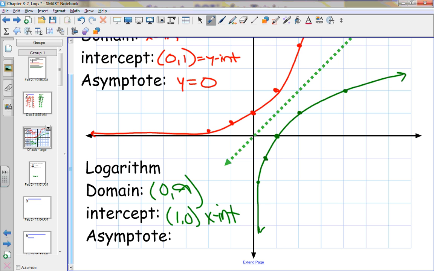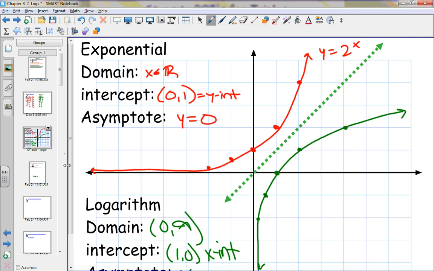What does that tell me about my asymptote? I have a vertical asymptote at x equals 0 instead of a horizontal asymptote at y equals 0. Why is this like this? Because they're inverses, correct? Because we read domain from left to right. As x is really small, do I have a corresponding y value to it? I do. It's just so close to 0, I can't distinguish between that and 0.